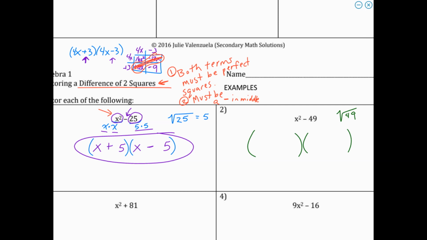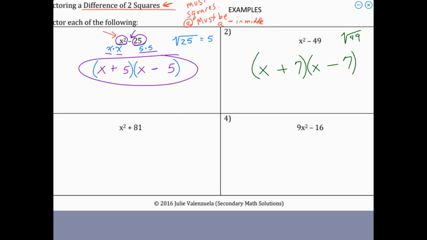So what times what gives me x squared? And 7 times 7 gives me 49. Why didn't you bring a calculator with you? You're going to need it for your assignment. So what do I put in the middle? A plus and a minus.